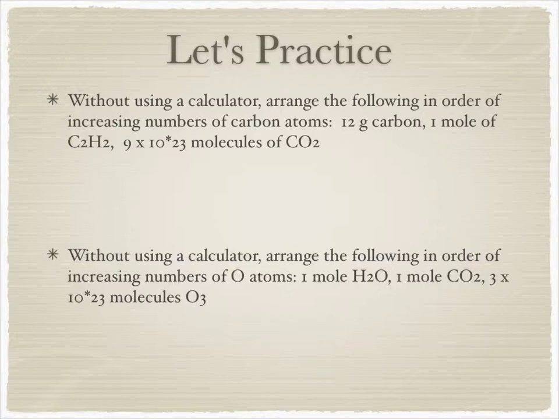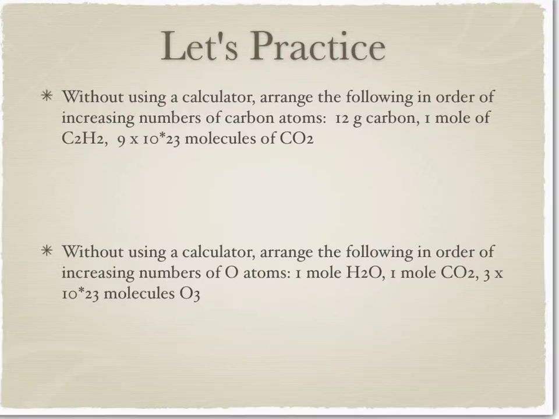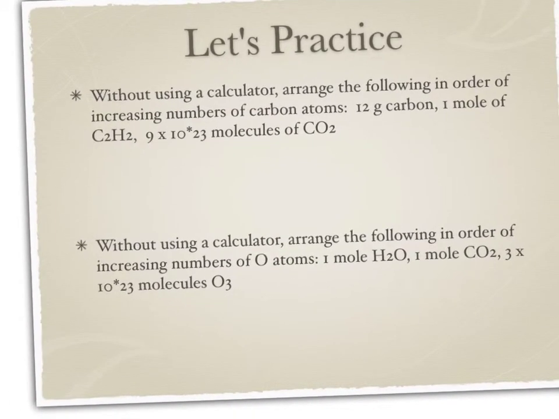Okay, so now we're going to practice. It says, without using a calculator, arrange the following in order of increasing number of carbon atoms. So we have 12 grams of carbon. Well, you might recall that 12 grams is approximately the atomic mass of carbon, so that means that we have 1 mole of carbon.